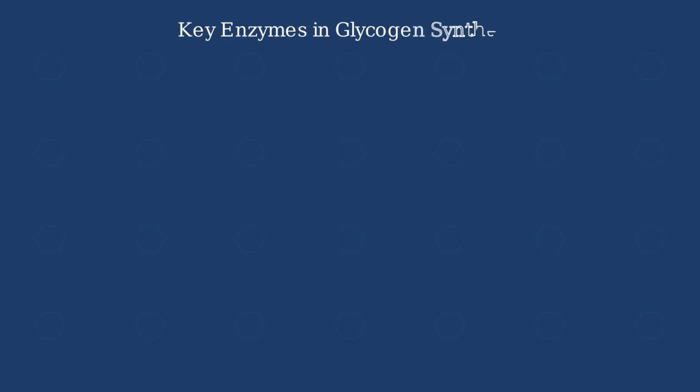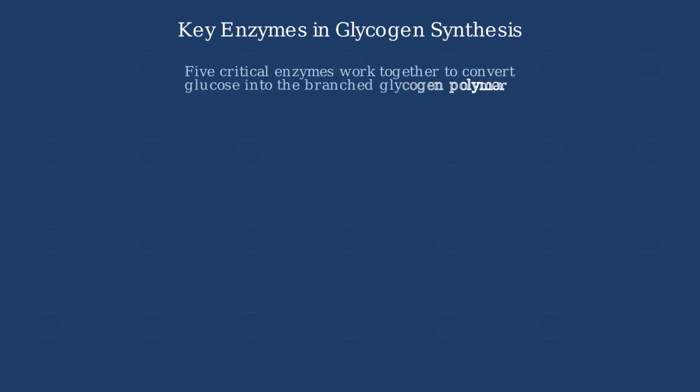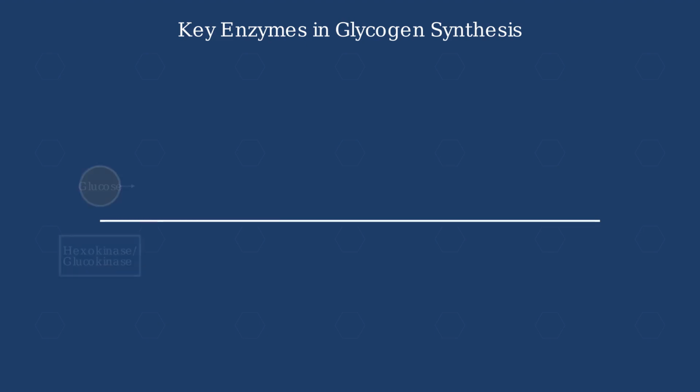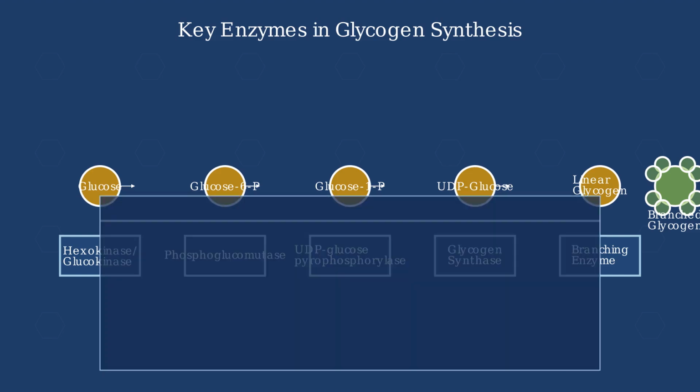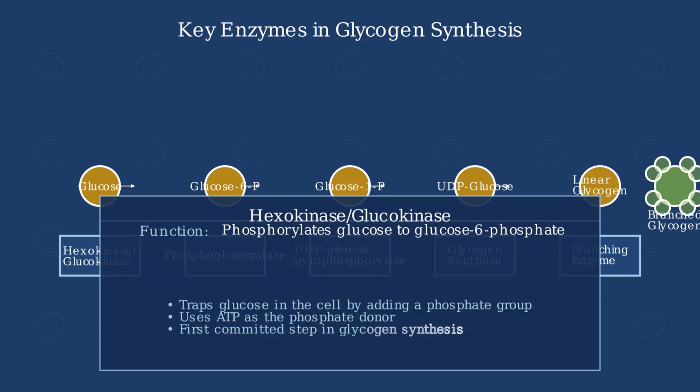This section explores the 5 critical enzymes involved in glycogen synthesis. The glycogen synthesis pathway involves a series of enzymatic reactions. The first enzyme, hexokinase or glucokinase, phosphorylates glucose to form glucose 6-phosphate. This step traps glucose inside the cell by preventing it from crossing the cell membrane.